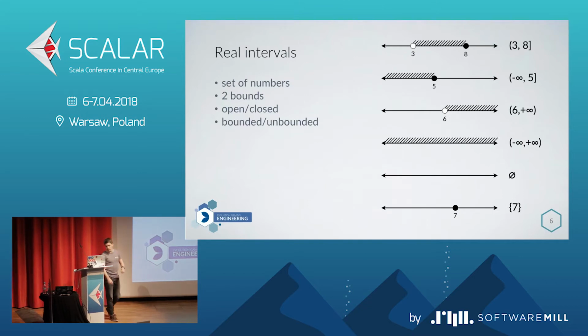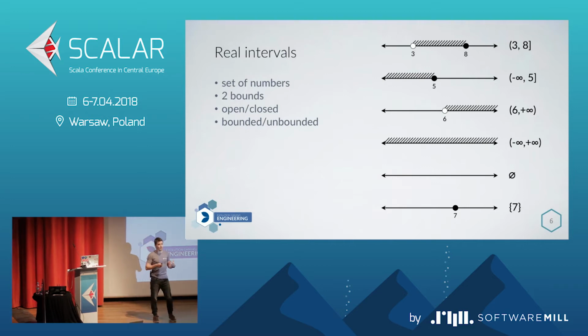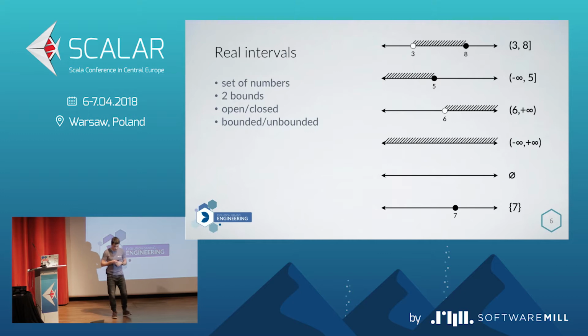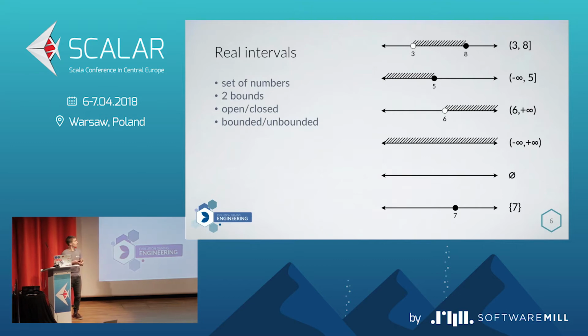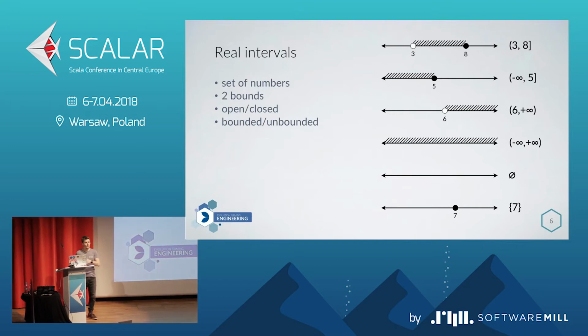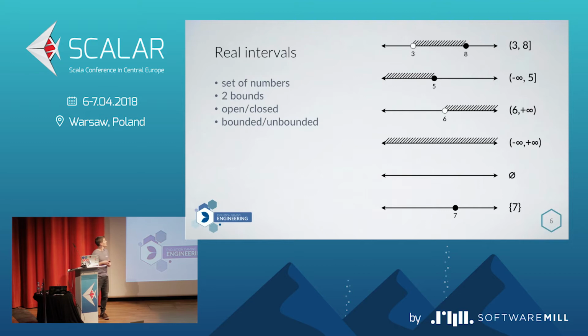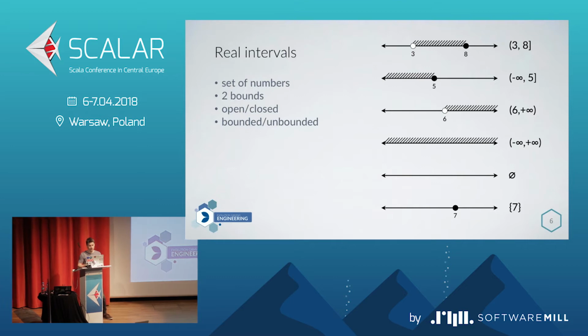So let's take a look at real number intervals. These are the most commonly known ones. An interval is a set of numbers which is defined by 2 boundaries. Each of the boundaries is either open or closed, meaning the open boundary doesn't include the boundary itself. The closed boundary includes the value at the boundary itself. There are also special boundaries like negative infinity and positive infinity.